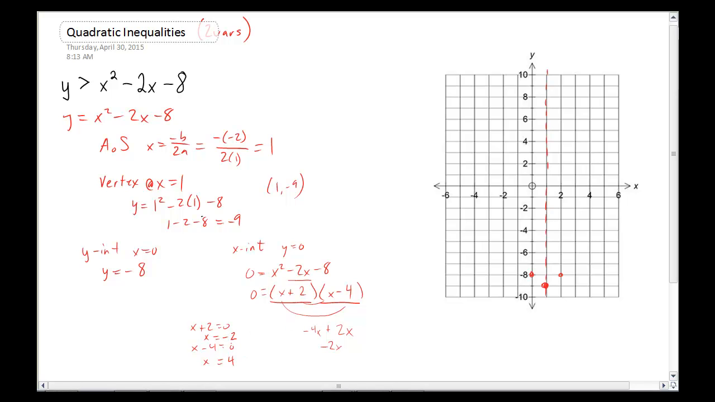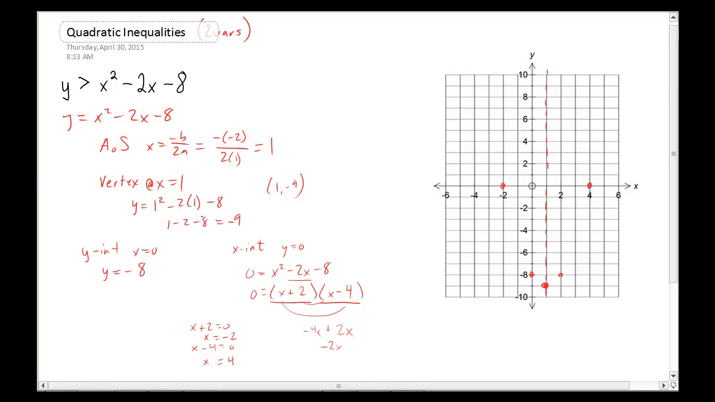Alright, so those are my x-intercepts. That was when y is 0, so I go to negative 2, and then I go to 4. Note that they're the same distance away from the center, so that's a pretty good sign. So now I've got the points.